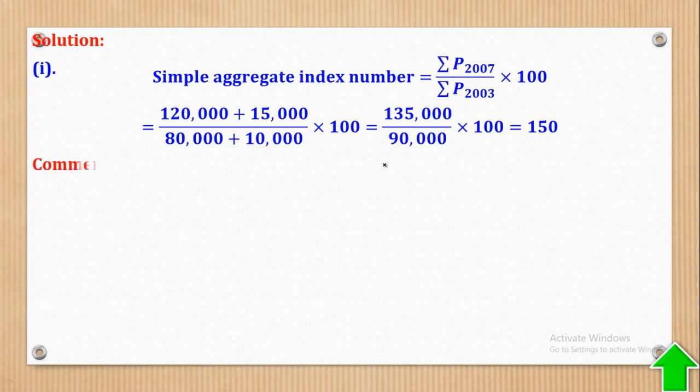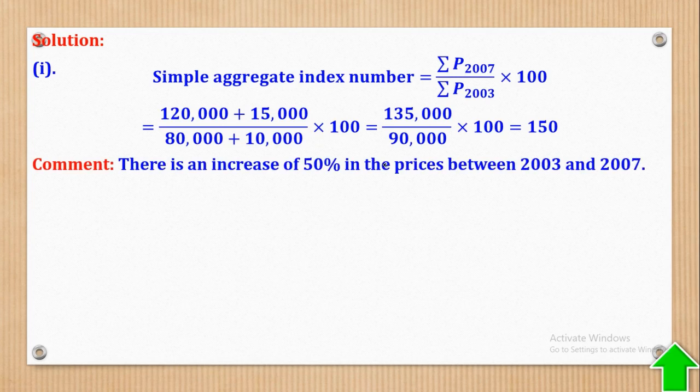But they also told us to comment. Now to comment, that is where the percentage sign comes in. Like I told you, the base year is taken to be 100. To comment, you have to get the difference. So 150 minus 100 gives you 50, which is why you see 50%. Therefore, you conclude that there is an increase of 50% in the prices between 2003 and 2007, because the base year is 100 and for the current year we have 150. The difference is 50 and it is an increase.